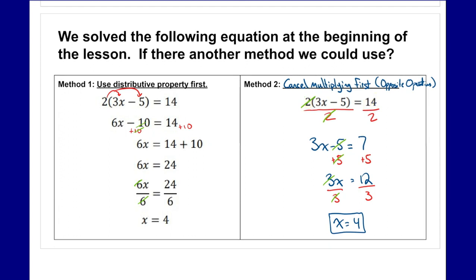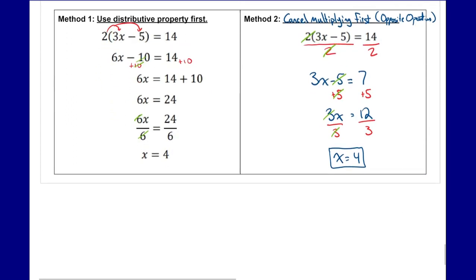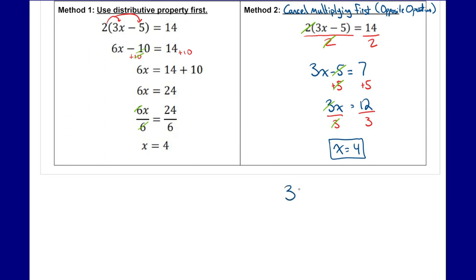But let's say it was a 3. 3 times (3x minus 5) equals 14, just as a hypothetical. Let me just write that down here. If I was to cancel this 3 out, divide by 3, divide by 3, the one side still cancels out. 3x minus 5 equals 14 divided by 3. That's going to give me a decimal number, right? Or if we leave it as a fraction, I don't like fractions.